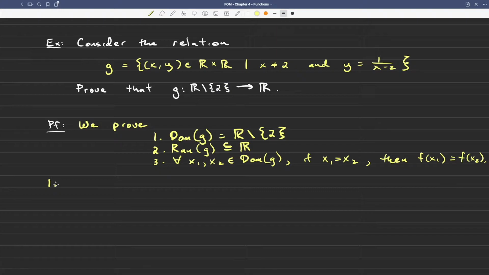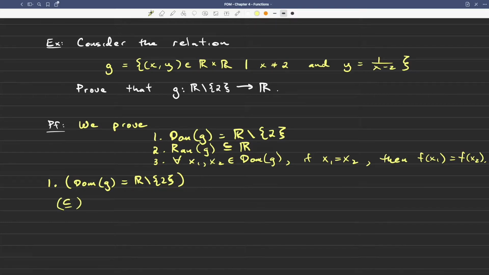In proving 1, let's think about what we got to prove here. We got to prove domain of G equals R minus the singleton 2. What kind of objects are we trying to prove are equal here? That's right, these are sets. And so we know how to prove set equality. Our standard way of doing that is to do a double containment proof. So let's do that here.